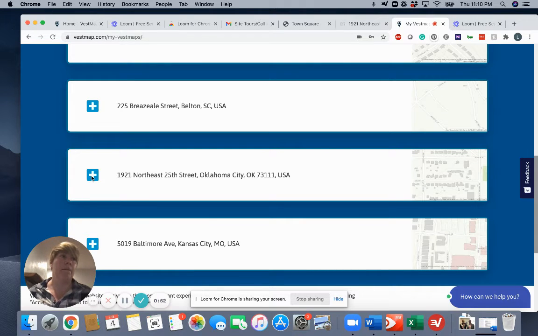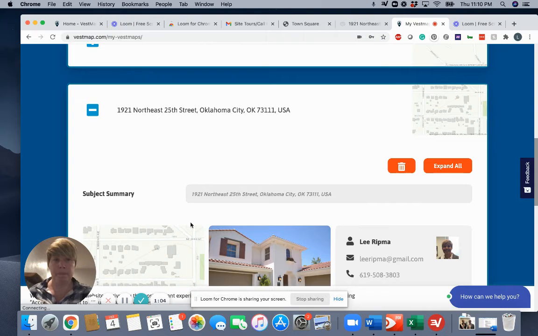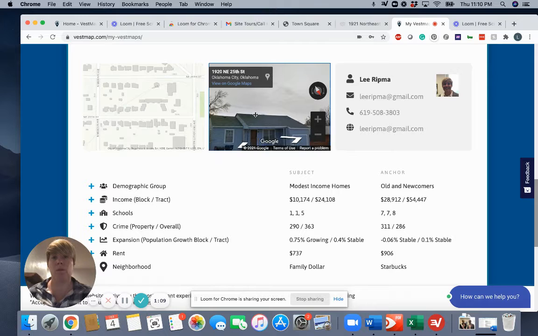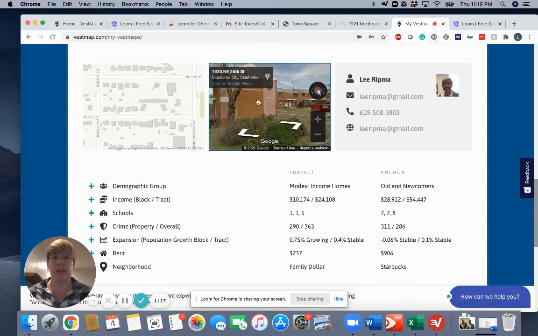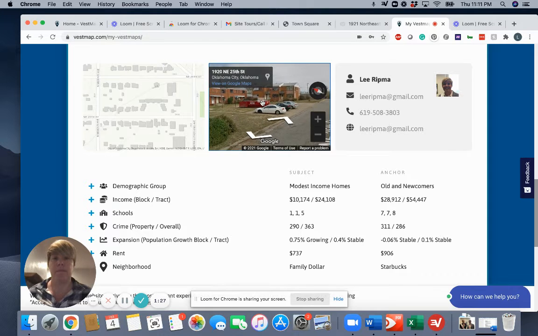And so I'm using VestMap to understand this area. Now, according to the broker, this area is in the path of progress. So let's take a look at VestMap and just see what we see here. What's really cool about VestMap is that you can actually get a feel for the neighborhood right here in Google Maps. And this is the subject property. It's 12 units, and it's actually all rented to Section 8.